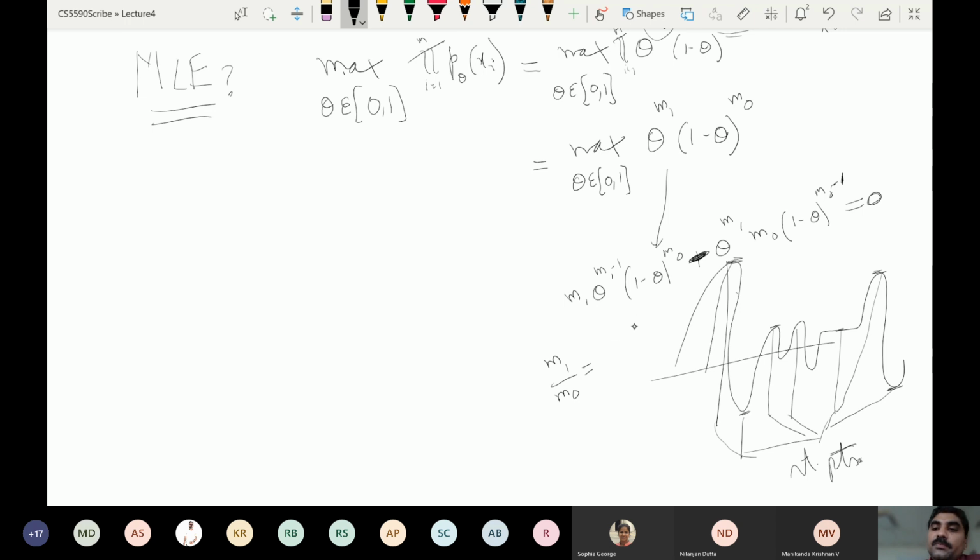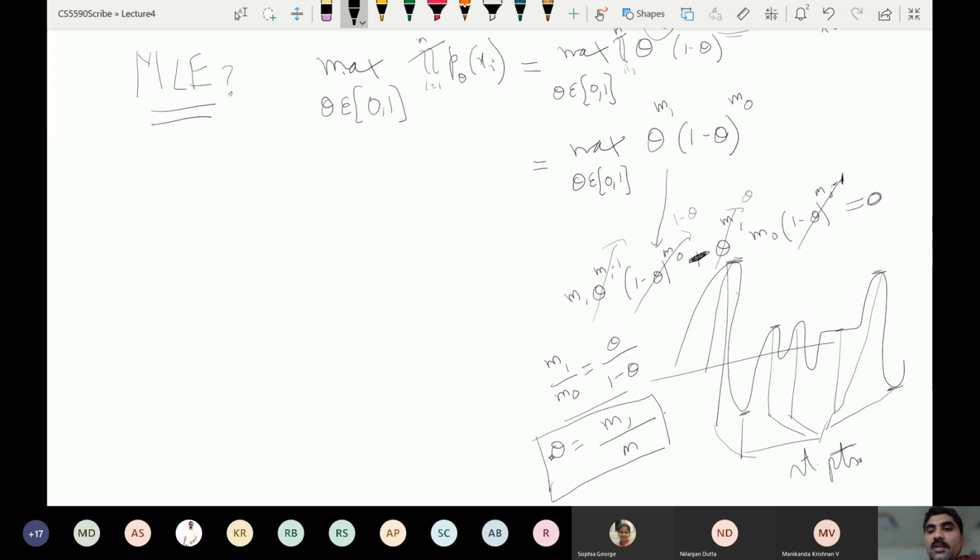what? Theta by 1 minus theta. Yes. So if I cancel out terms, this is what I'll get. This will get cancelled with this, theta will remain. This will get cancelled with this, only 1 minus theta will remain. So if I rearrange, this is what I'll get. From this, what is theta? m1 by m, right?